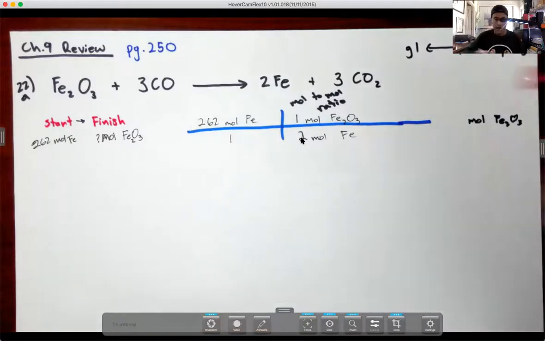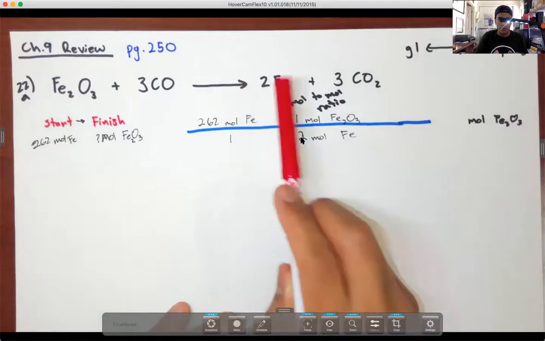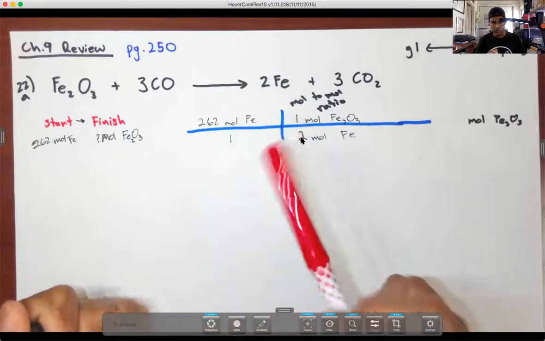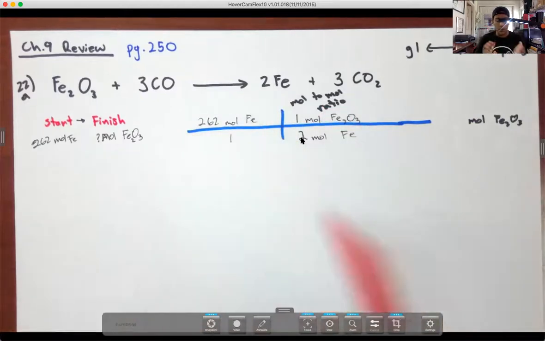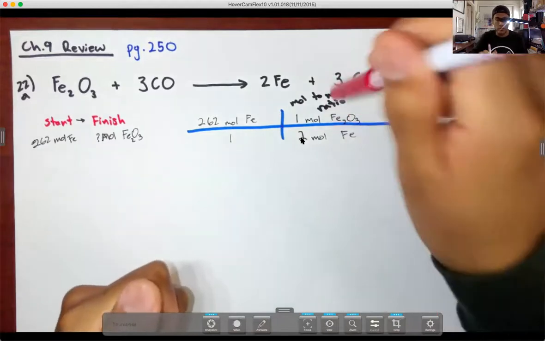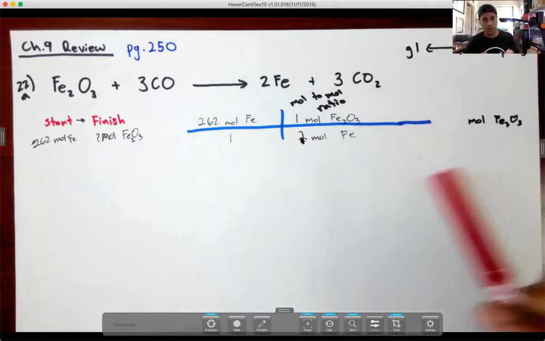The only thing I have to do, guys, is look at the coefficients in front of the molecules or in front of the atoms in the chemical equation, okay? So to make that jump from one molecule to another, you need to use the mole-to-mole ratio. Just so you know, in almost every single stoichiometry problem that you're going to have, you're going to do that jump with the mole-to-mole ratio.